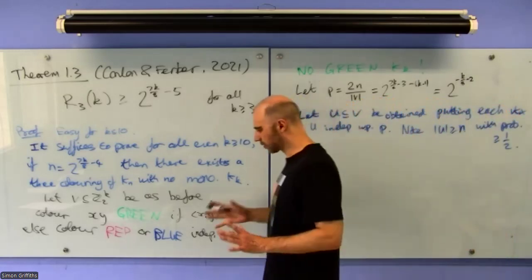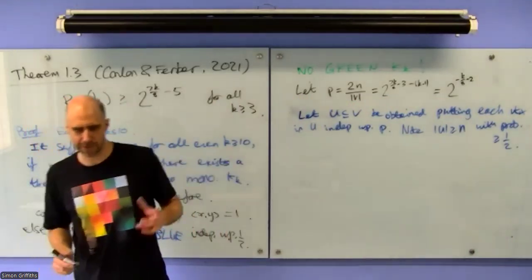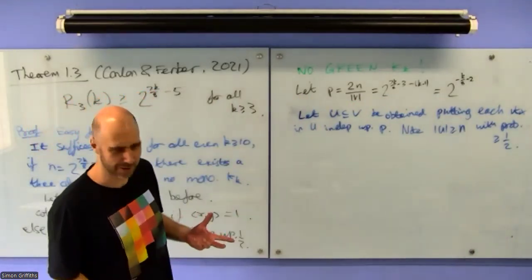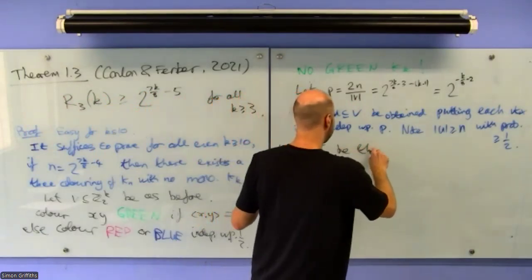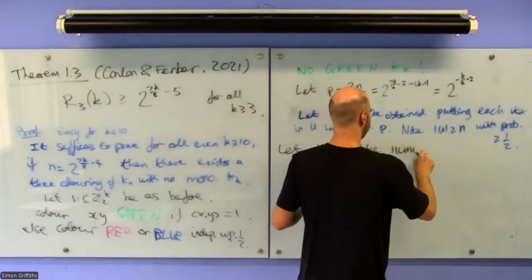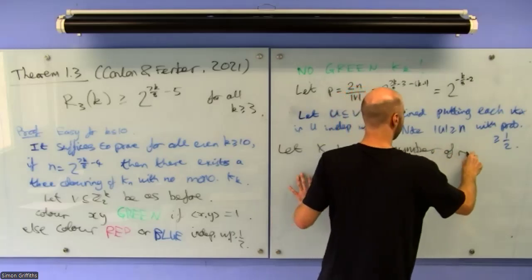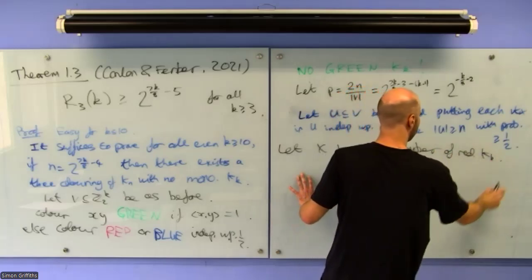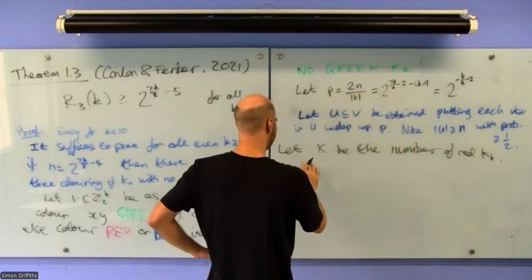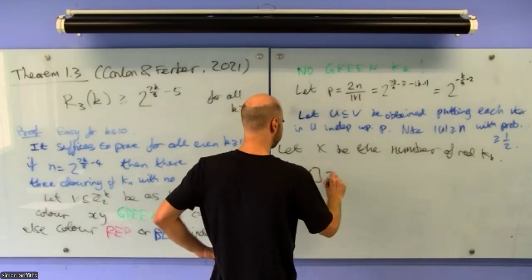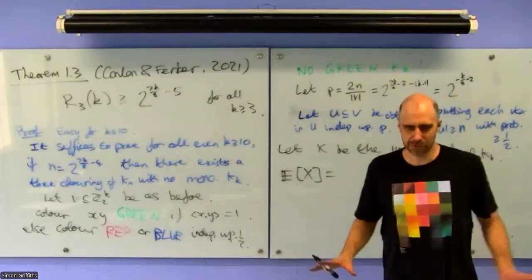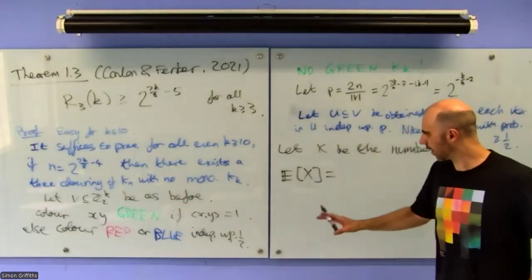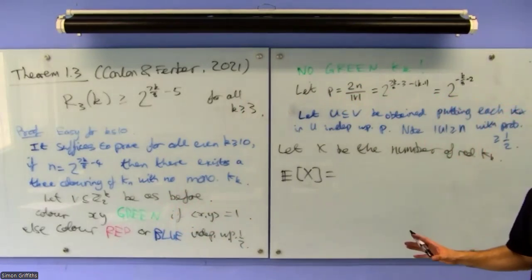Right, so now we need to do some kind of first moment calculation about the number of cliques in one of the other colours. So let X be the number of red K_k. And what can you tell me about the expected value of X? Now, what do we think? How can we calculate the expected value of X?